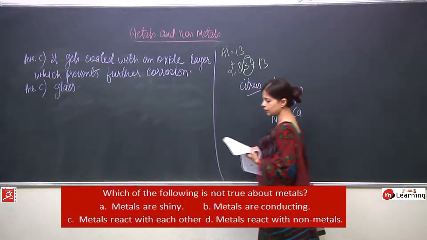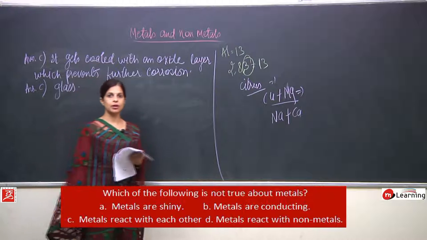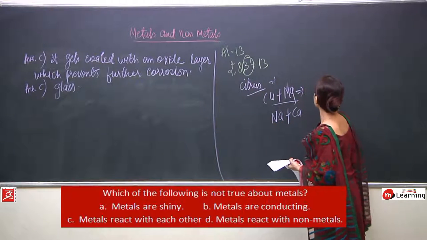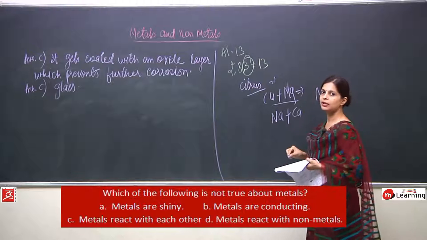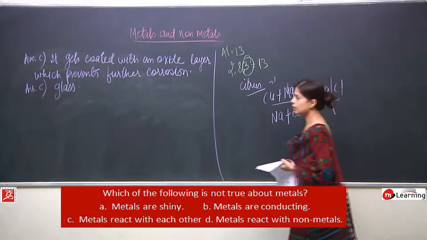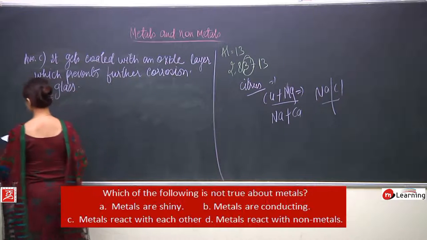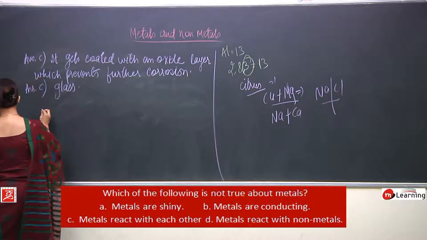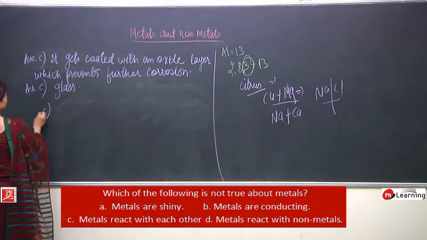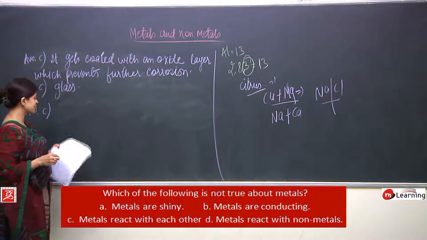And just go for the last option also. Metals react with non-metals. Surely they react with non-metals. Like what? Sodium reacts with chlorine, best friend. Yes. Many examples are there. So which one is the correct one? Metals react with each other. And just a coincidence, all the correct answers are C.